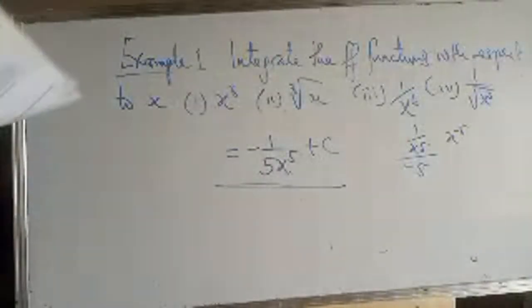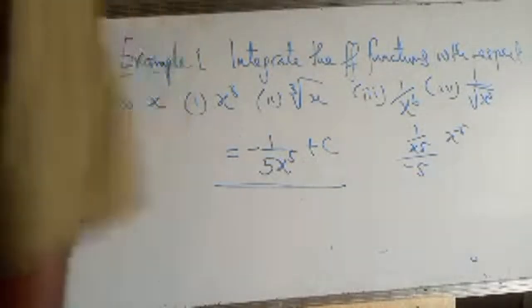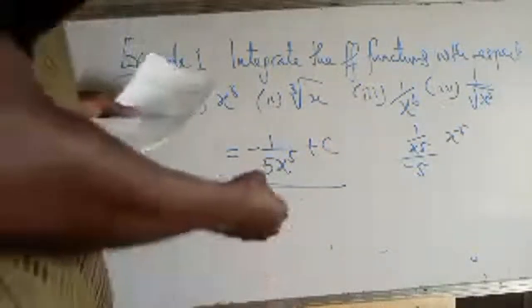Are you confused? No, obviously. I got it from 1 all over x raised to power 5 all over minus 5. So I can rewrite the whole of this from x to the minus 5. Are you getting it now? If it comes down, which means that it was negative before, it will be x to the power 5 multiplied by the 5 here. So the minus 1 will come here, and you have minus 1 all over 5 x to the power 5 plus c.